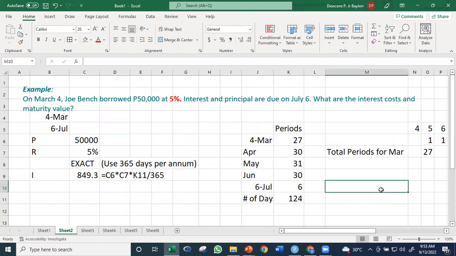Okay, any questions so far? Yeah, 6, that's correct. Yes, Daniel? Sir, I got lost po. Yeah, how did you get 849.3 po? Okay, sige, let me repeat that.